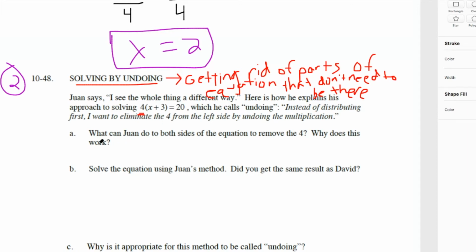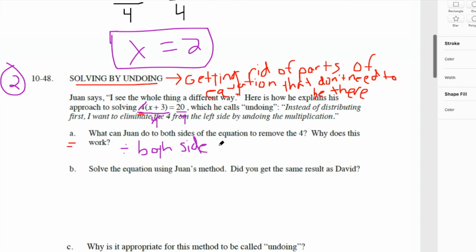And the question here for part A is what can Juan do to both sides of the equation to remove the 4? And why does this work? Well, if you've got your thinking cap on, if 4 is being multiplied to x plus 3, then the way to get rid of that 4 is we just need to divide, right? If we did 4 times x plus 3 and we got a product where 4 is a factor, then we can just divide that by 4 to get rid of that 4 factor. We need to do that to both sides, right? To remove a 4 factor, we need to divide both sides of the equal sign.